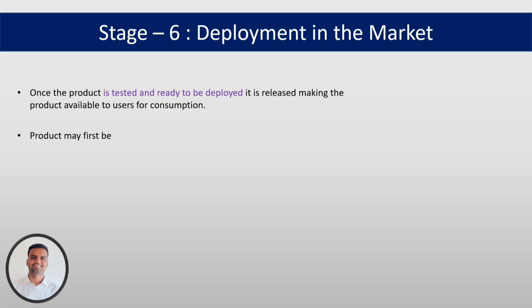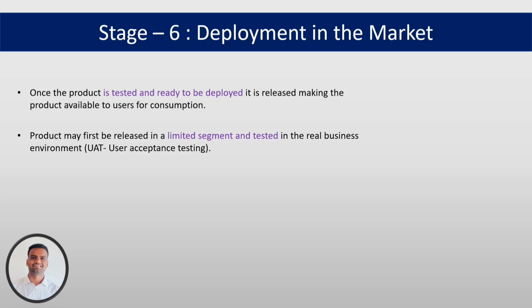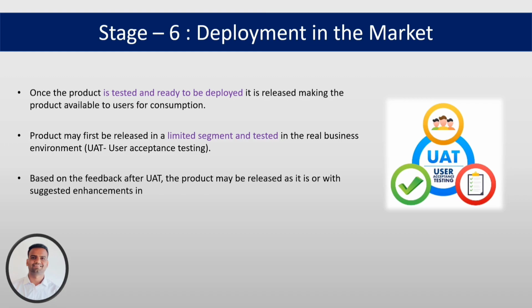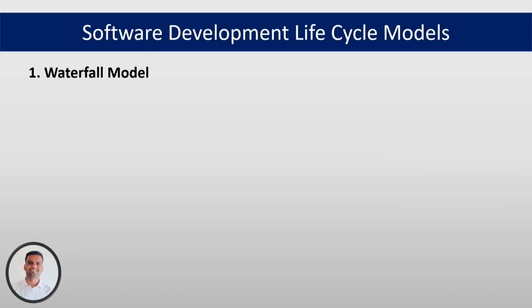The product may first be released in a limited segment and tested in the real business environment, which we call as user acceptance testing, UAT testing, which allows for further validation and refinement if required. And based on the feedback after UAT, the product may be released as it is or with suggested enhancement in the targeting market. So there are different SDLC models which are widely used by different organizations.